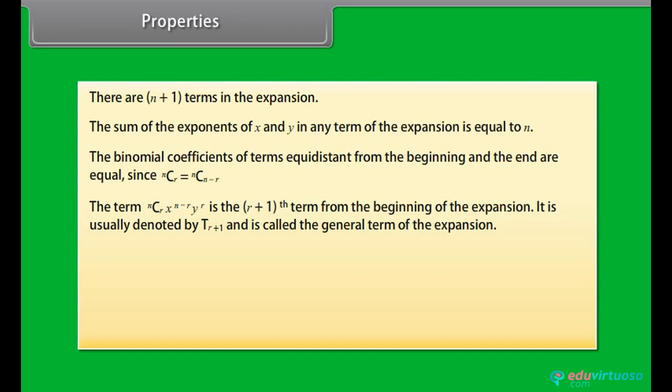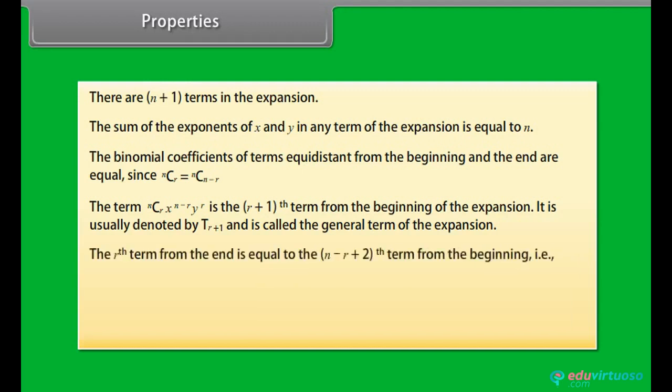It is usually denoted by T(r+1) and is called the general term of the expansion. The rth term from the end is equal to the (n − r + 2)th term from the beginning. That is, nC(n−r+1) into x raised to power (r−1) into y raised to power (n−r+1).